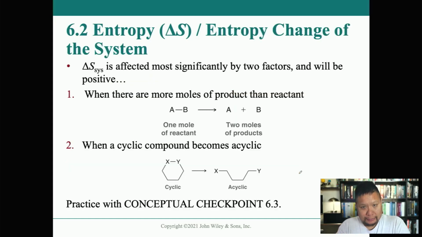Whew, so let's keep on going. I know there was a lot of math, and there will be more math, but don't worry about it too much. All right, let's just keep going. So the delta S system is affected most significantly by two factors, and will be positive, okay?